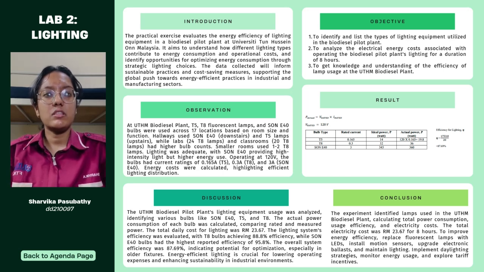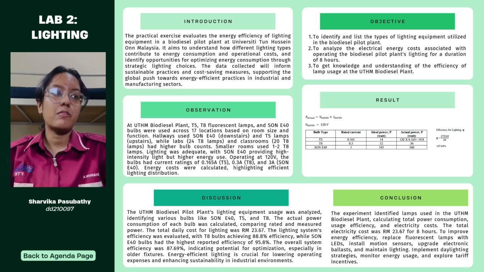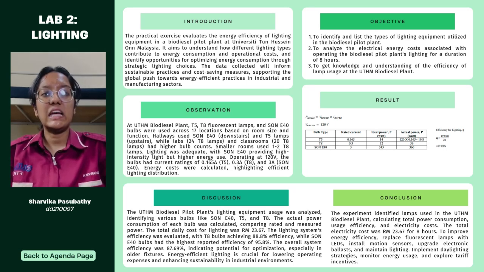For the discussion, the experiment highlighted the importance of energy efficient lighting in industrial environments. In conclusion, to improve energy efficiency, we recommend replacing fluorescent lamps with LEDs, installing motion sensors, upgrading electronic ballast, and maintaining lighting fixtures. Implementing daylighting strategies, monitoring energy usage, and exploring tariffs and incentives will also help. That's all.